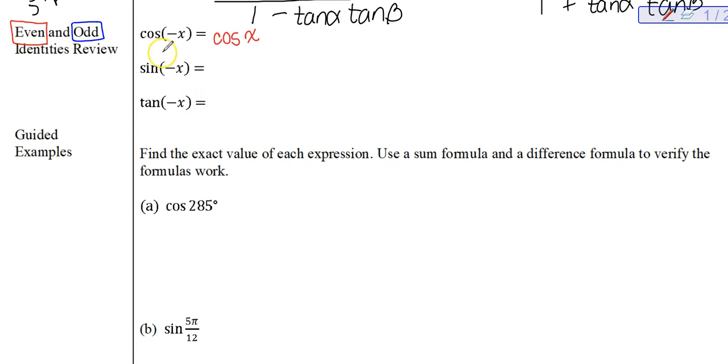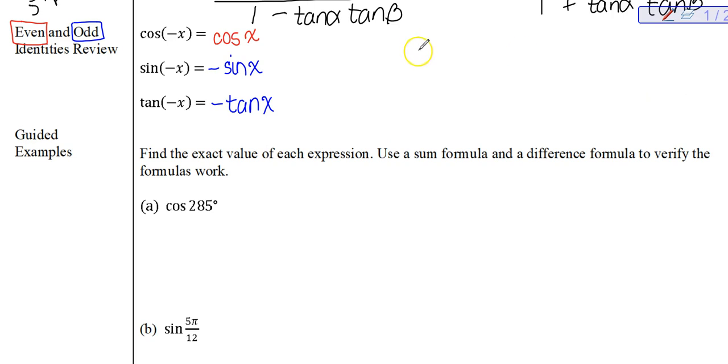Switching to my odd functions, the sine of negative x, so the sine of a negative angle is equal to the negative sine of x. So you have to take the negative value for the sine of x to get the answers to be the same. Tangent is also odd, so the tangent of negative x is equal to the negative tangent of x. So just a little reminder of how those relationships work for your even and odd identities.